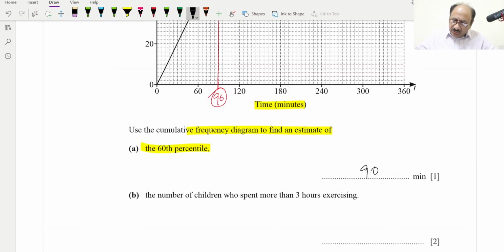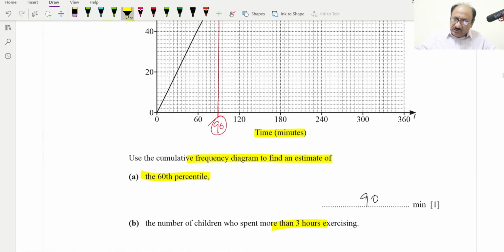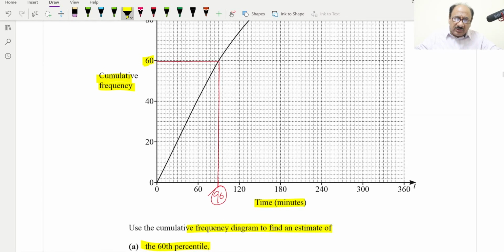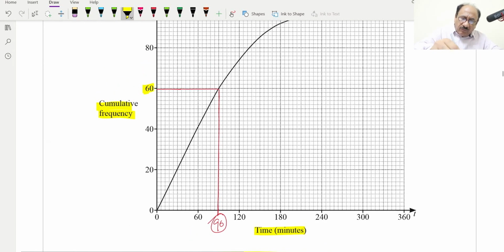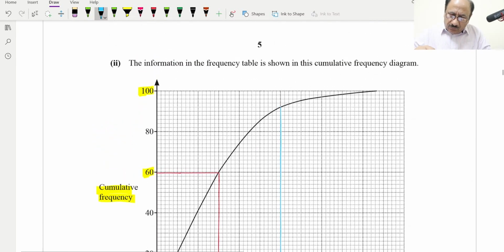Basically the number of children who spend more than 3 hours exercising. So more than 3 hours will be, 3 hours are 180 minutes, so we will be checking the reference for 180 minutes, and that reference also we can check for 180. And if I draw the line for you, this will be the reference.